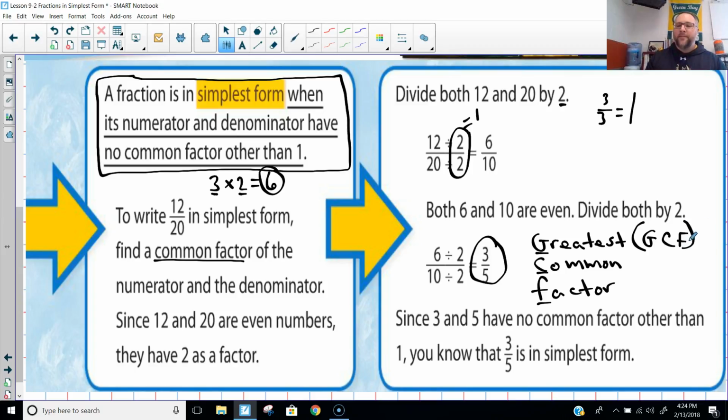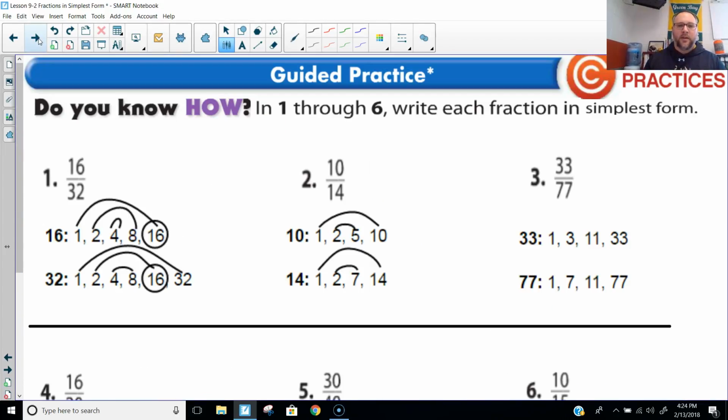We are going to do that on our guided practice. You will be awesome at finding the greatest common factor in mere minutes. Here we go. So let's look at our guided practice.